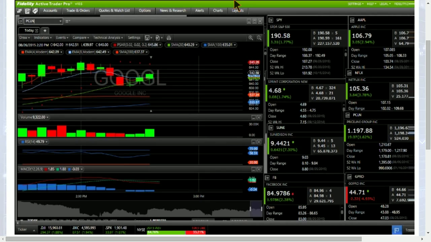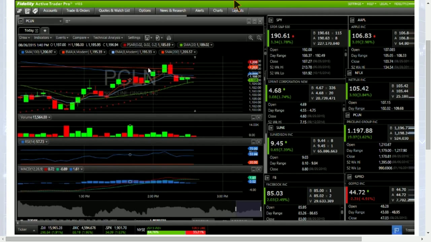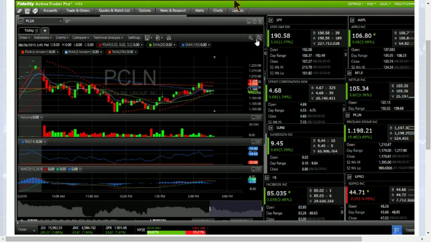PCLN. 1200 is psychological resistance. We also pulled back from the 100 and 200 period moving average resistance. The 100 is right now at 1199.14, and the 200 period is 1202.83. So those are two keys to watch.